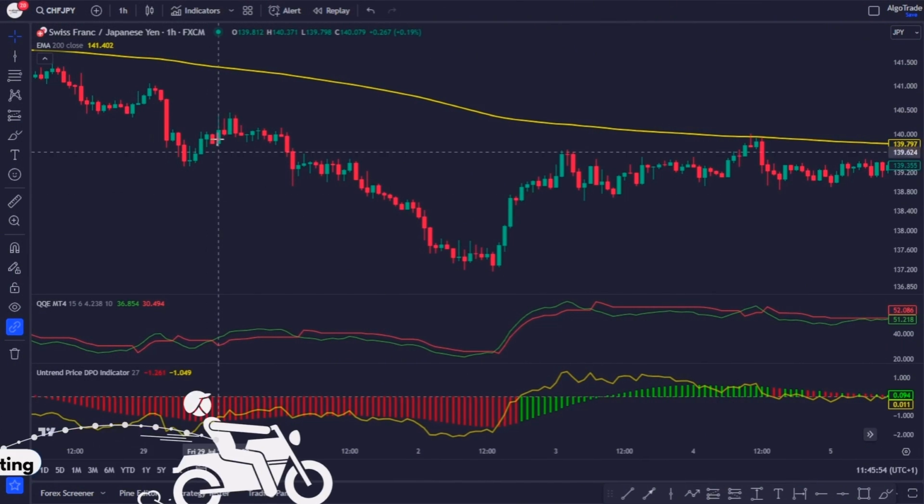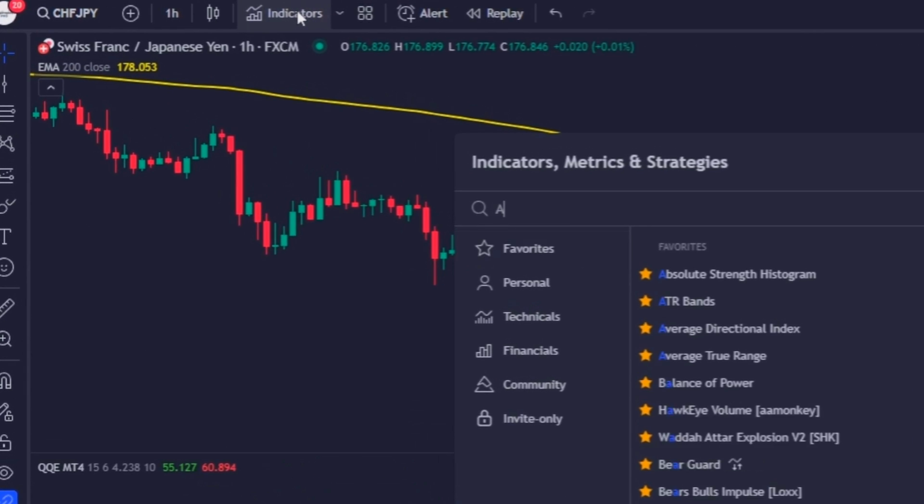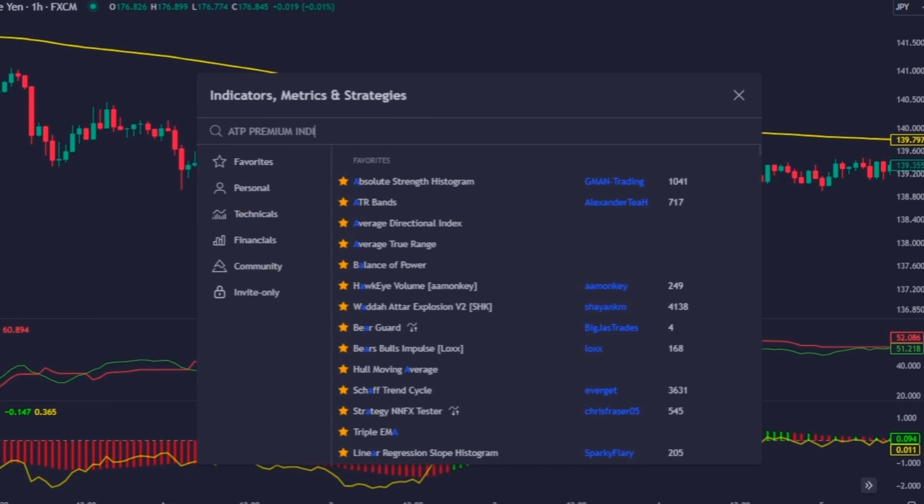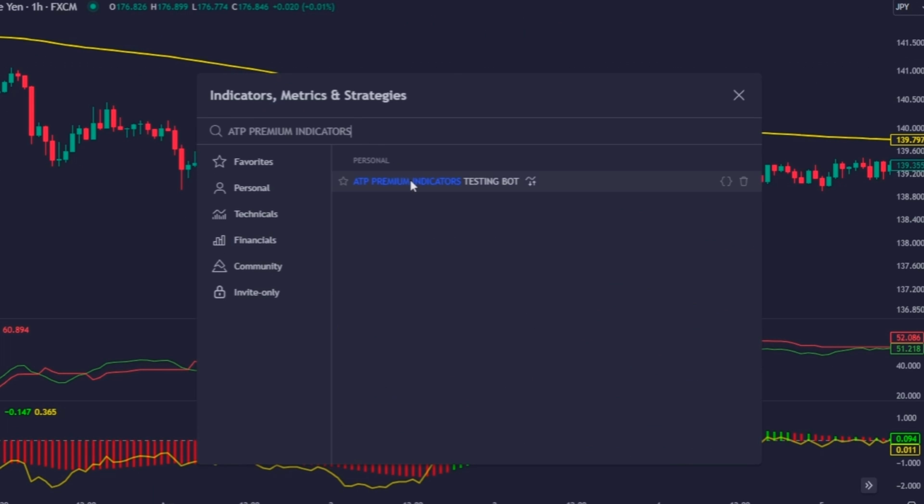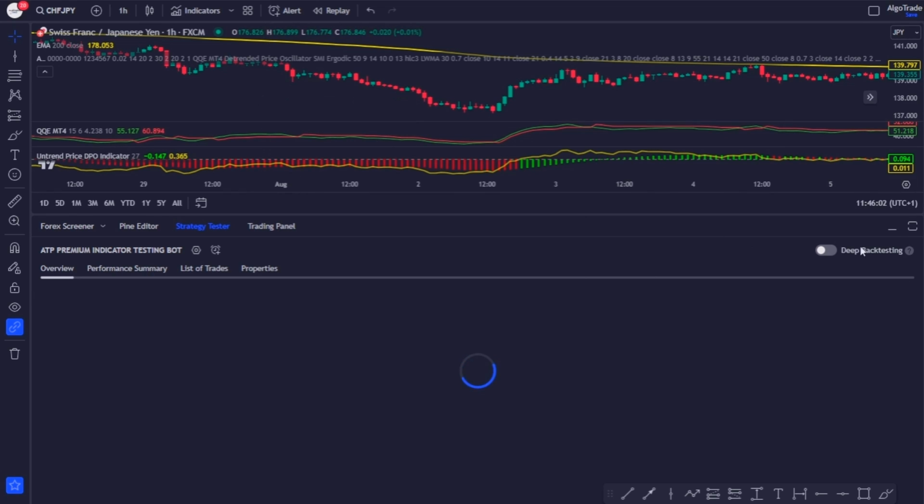To speed up the backtesting process, I will head back to the Indicators tab, search for ATP Premium Indicators Testing Bot and add it to my charts.